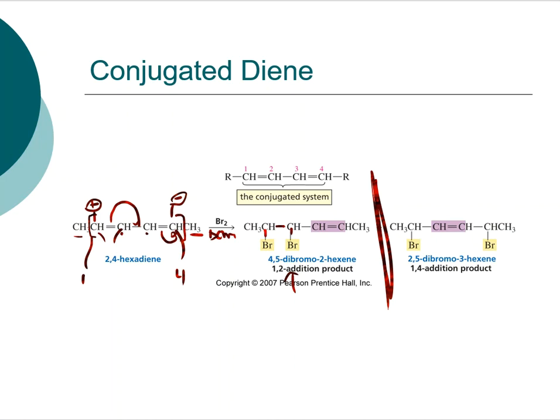Double, single, double. So if it rearranges, the double bond goes in the center, 2 sites of attachment open up, now the spot 1 and the spot 4, and bromine goes on one, and bromine goes on the other. So we get a completely different product than what we would expect.